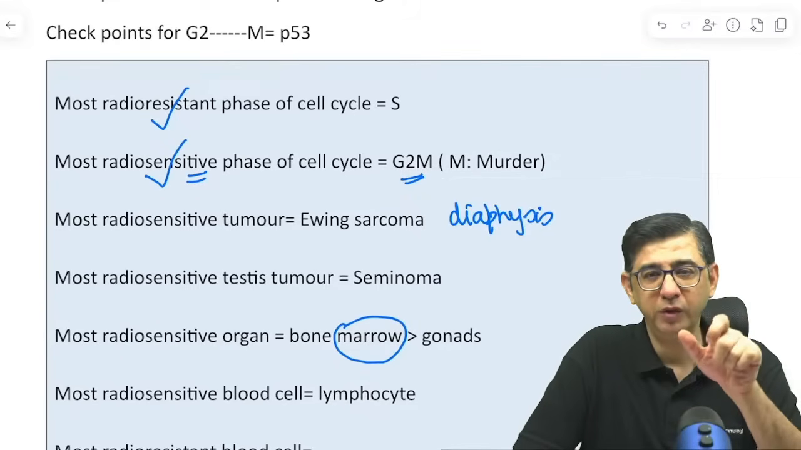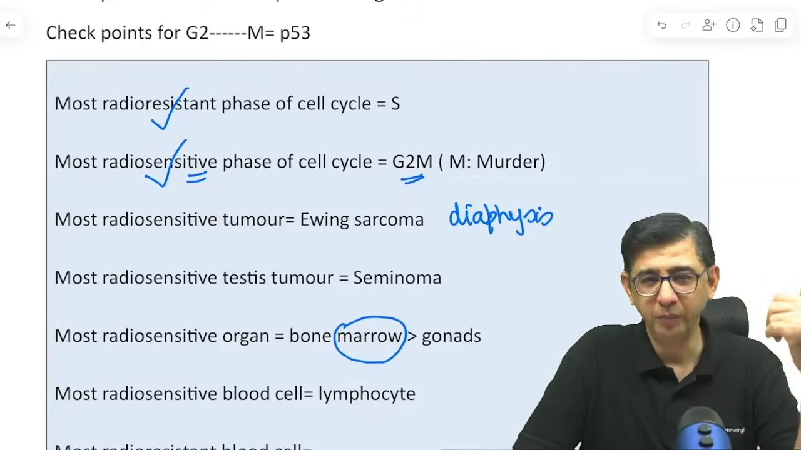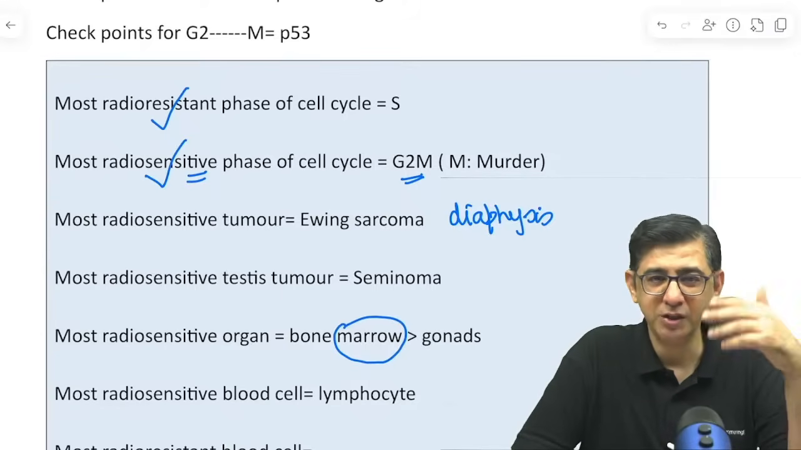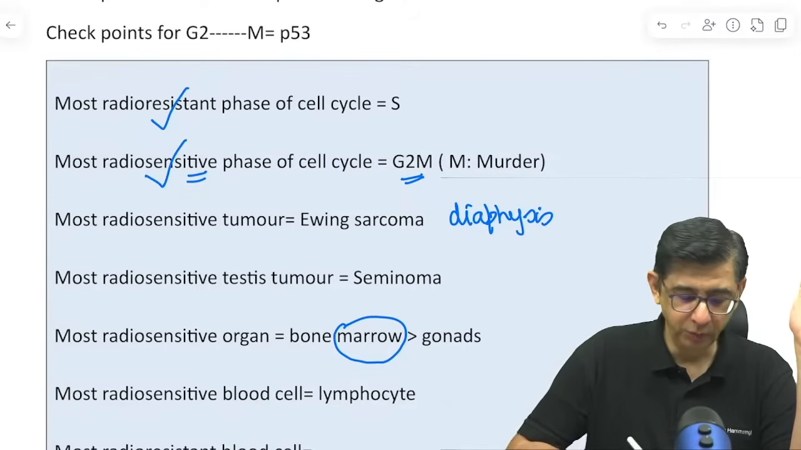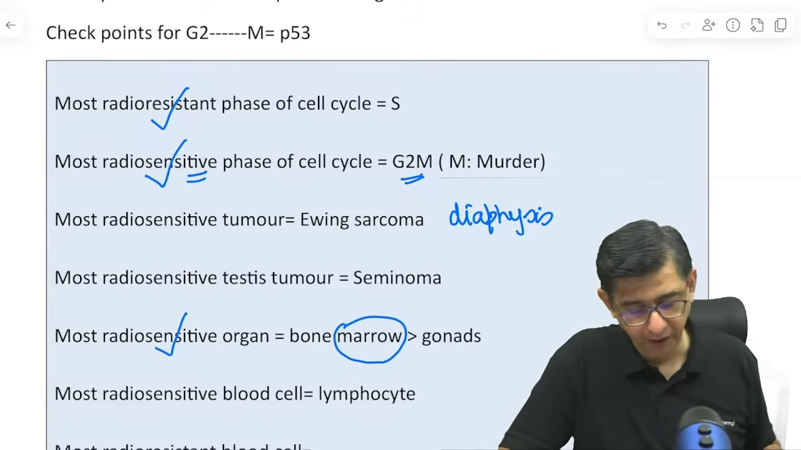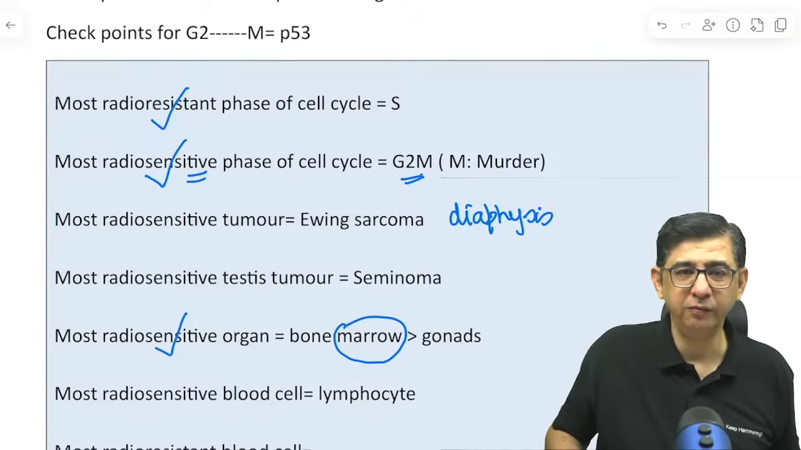Now if I remove the word marrow from bone and I compare bone, तो bone की growth तो limited होती है, then the answer will become gonads in the patient. So I hope this is clear. Again, an easy question to be picked up. The most radiosensitive blood cell is a lymphocyte.